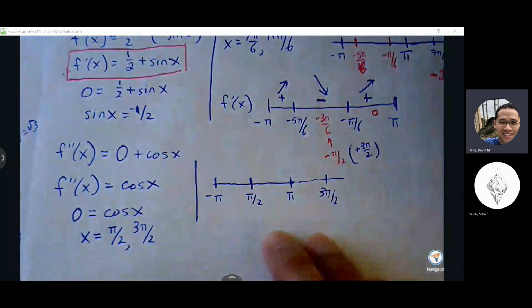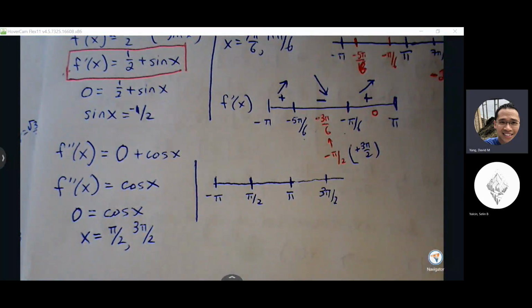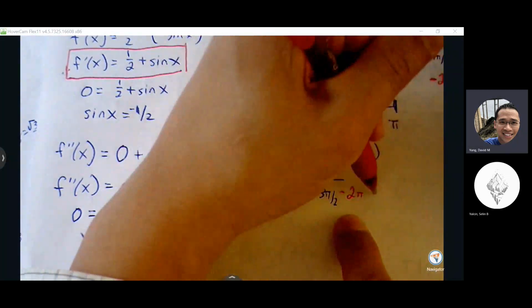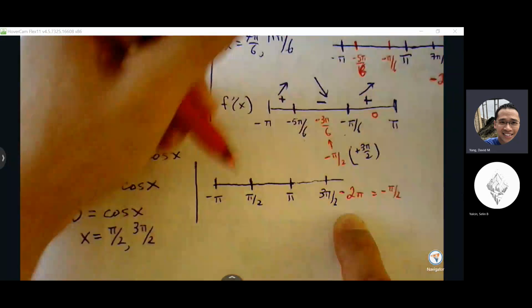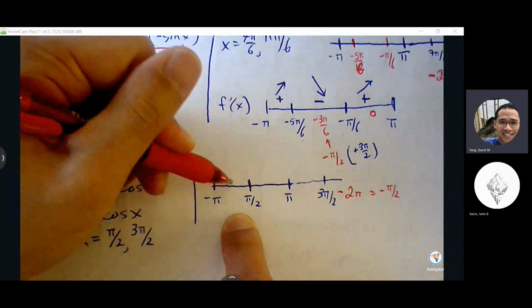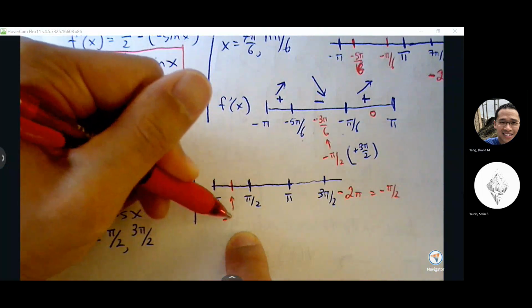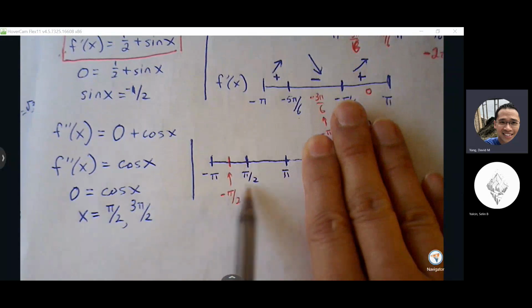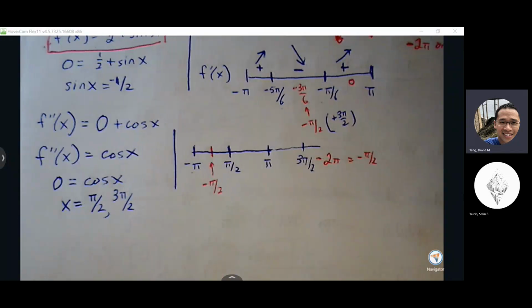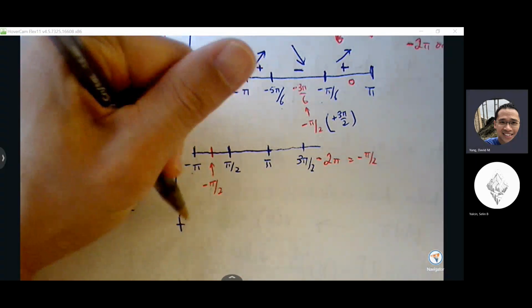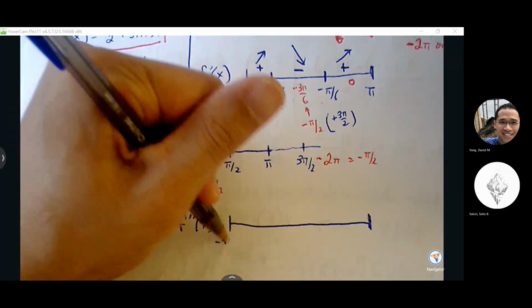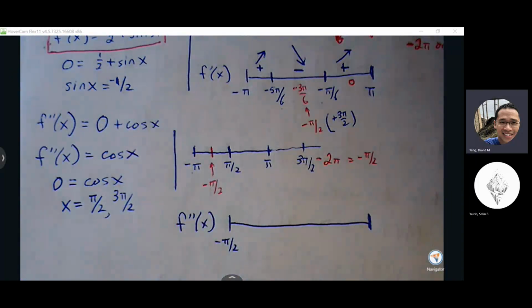So if I subtract 2 pi to get that inside my interval, it's the same thing as negative pi over 2, and that lands nicely inside my interval. So I have my 2 critical points that land between negative pi and pi. I'll go ahead and create my concavity sine line. All right, negative pi.